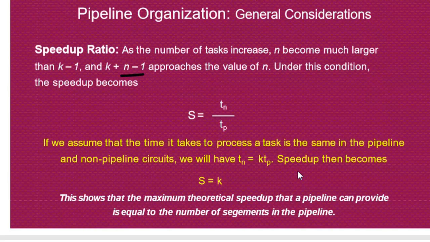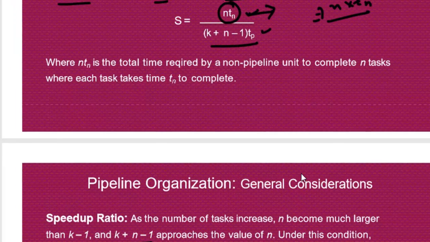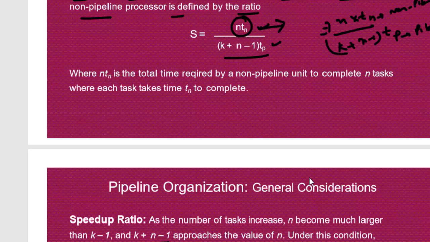n. Now let's see the previous slide. In this slide, the speed up ratio was equal to n into tn, that is the time taken by the non-pipeline processor, over k plus n minus 1 into tp. Here n stands for non-pipeline and p stands for pipeline. The time taken by the pipeline is denoted by tp, and the time taken by the non-pipeline system is denoted by tn. So when the number of tasks becomes large, that means when n approaches k plus n minus 1, what happens?